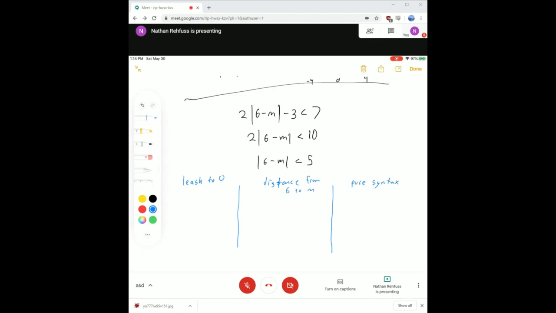So the leash method, I'm saying 6 minus m is leashed to 0. It's less than 5 units away from 0. So here's 0, here's 5, here's -5. And these are all the places that the leash will let us live. So this is not the solution for m. 6 minus m lives on this interval. Actually, you know what?